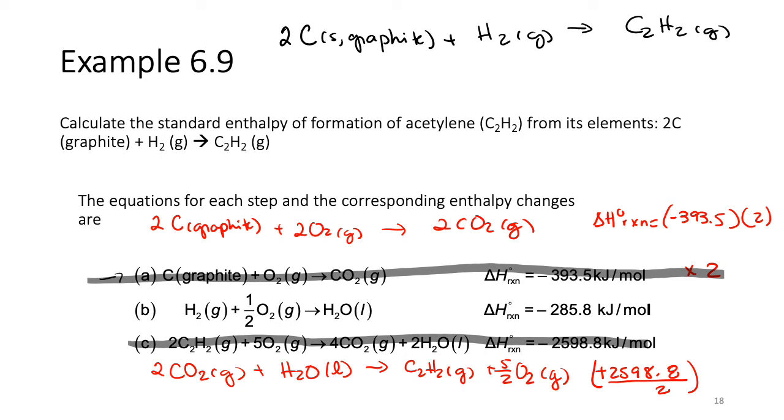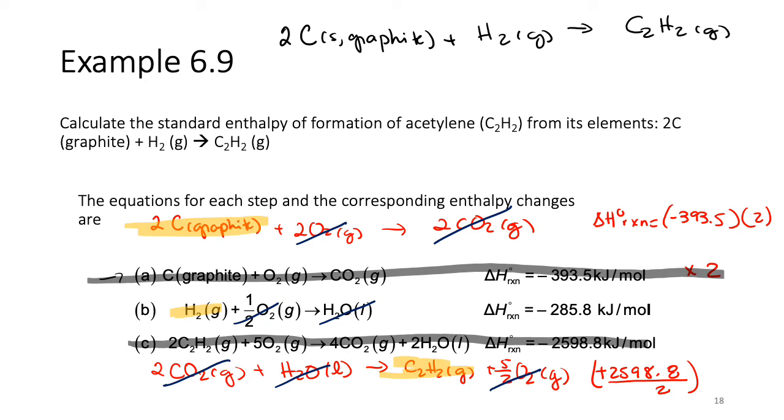And now I start canceling things that are the same on opposite sides. So I have 2 CO2s, 2 CO2s. 1 water, 1 water. I have 2 oxygens plus 1/2 oxygen. That gives me 5/2 oxygen, 5/2 oxygen. So at the end, what I have left is 2 graphites, 1 hydrogen, C2H2. That is what I need to do.